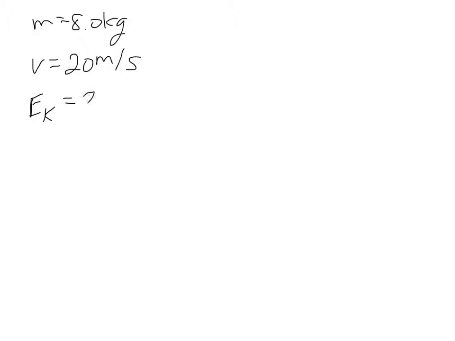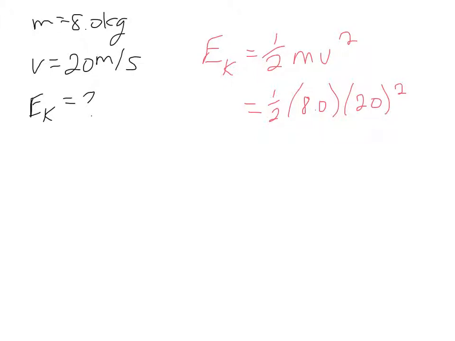This first example gives us a mass of 8 kilograms and a velocity of 20 meters per second, and it's asking for our kinetic energy. We know that our formula is going to be that our EK is half times mv squared, and we can plug in our numbers here. So we have half times 8 times 20 squared. We're going to get an answer of 1600 joules.